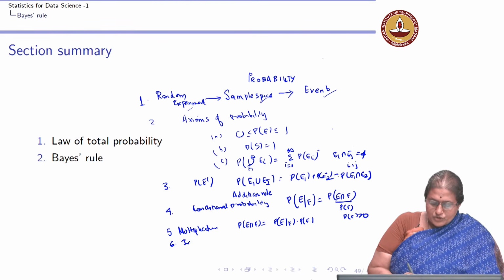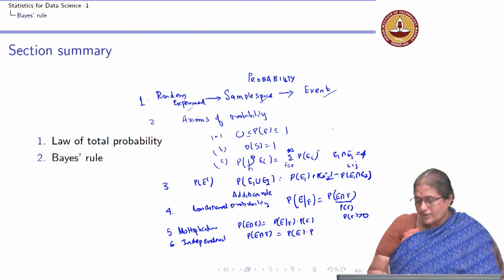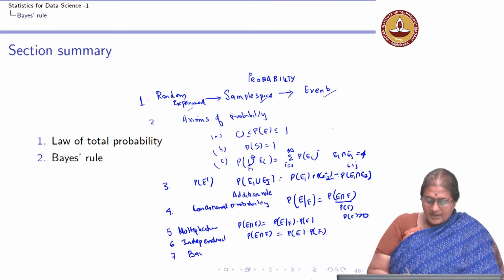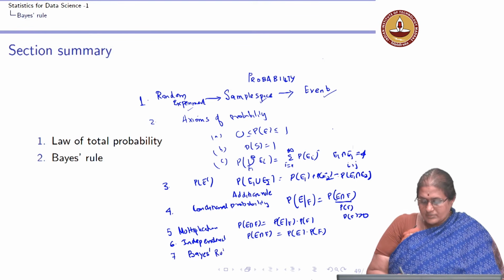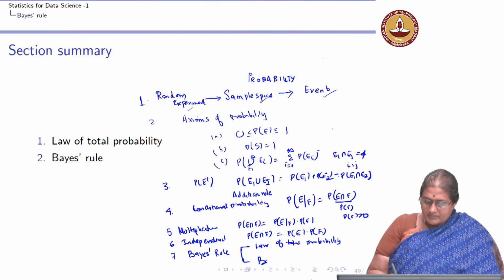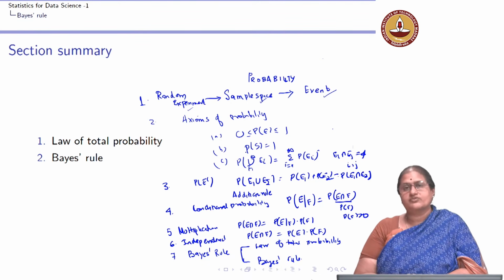Then we introduced the notion of independence of events. We restated the multiplication rule for independent events to be the product of the probabilities. And finally, we looked at the Bayes rule or the Bayes theorem. Here we introduced the law of total probability and the Bayes rule. So, this is a summary of what we have done so far.